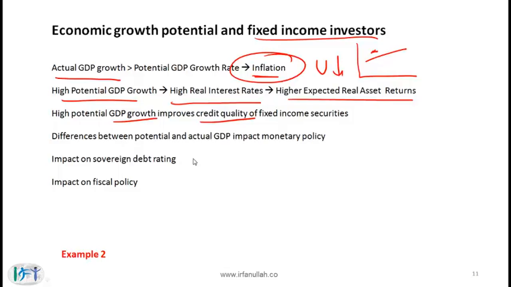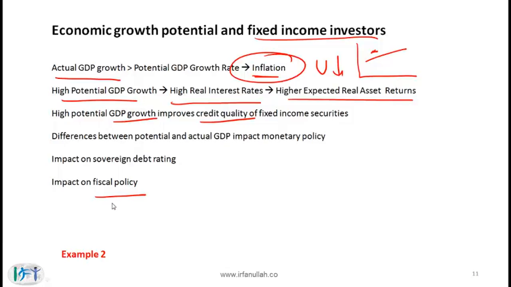The growth rate in potential GDP is one of the variables that entities such as S&P and Moody's look at when they assign sovereign debt ratings. So that's another reason why this is important. And finally, potential GDP growth rate relative to the actual GDP growth rate impacts fiscal policy. And again, understanding fiscal policy is important for fixed income investors because it can have an impact on government spending, which can have an impact on inflation.